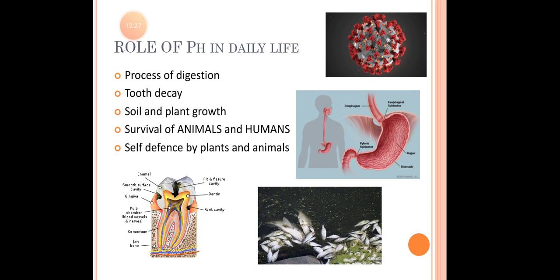Now, the role of pH in daily life. From the picture, you can see something very interesting on the top, that is coronavirus. This is the one which is the point of discussion nowadays. What has pH to do with coronavirus? Yes, one of the conditions for the fusion of coronavirus with human cells is low pH. Coronavirus will survive happily if the human cell is more acidic.